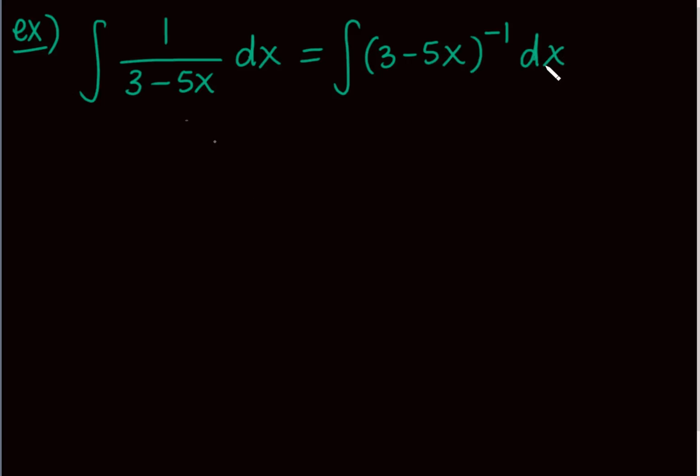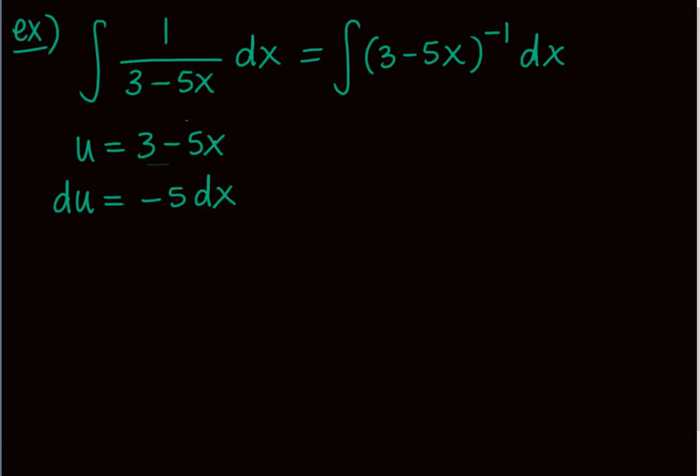I'm going to put this as 3 minus 5x to the negative 1, making sure I put parentheses around that whole thing. And if I do that, I hope you can see what your u is going to be. That kind of helps you see the composition, not the chain rule, but the composition. So I'm going to let u be 3 minus 5x. So what is du? It's a negative 5, right? That's the derivative of this guy. And remember, we just tack on a dx there.